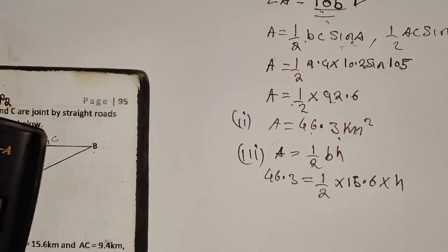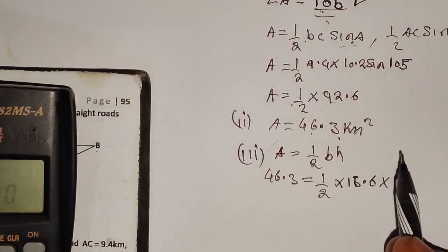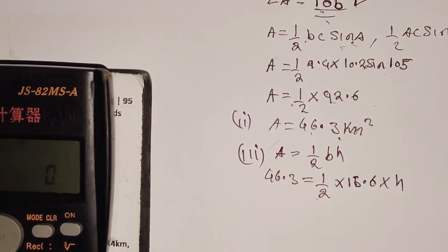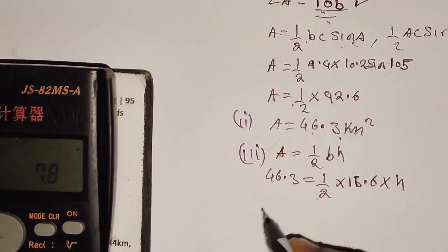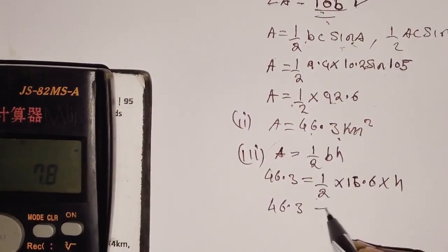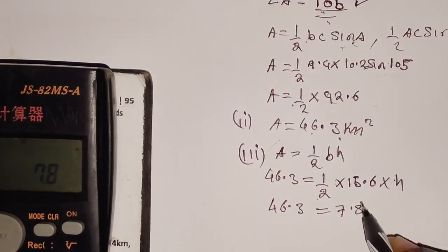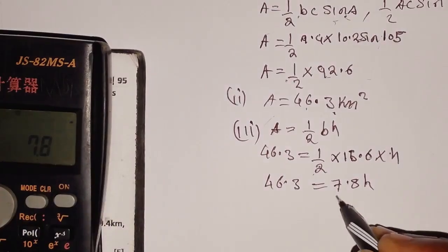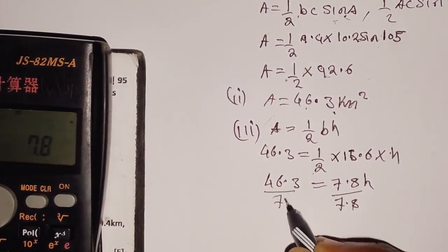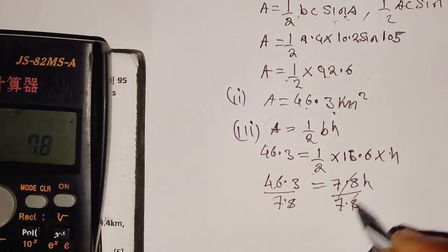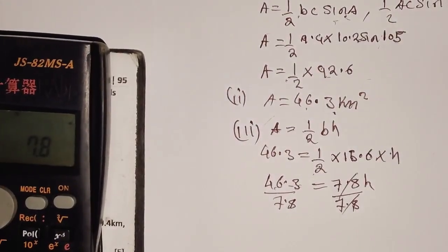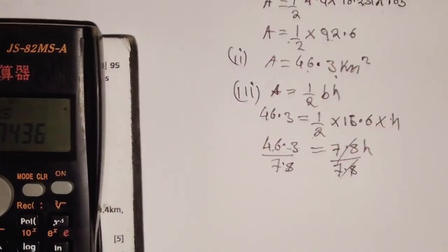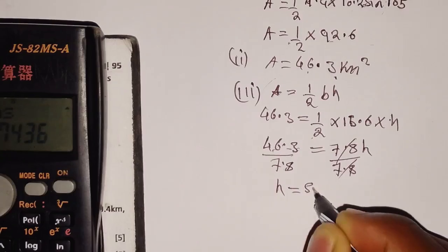Okay, so here to make things easy, we can either multiply this by 2 or divide this by 2. It's up to us. So let's just do 15.6 divided by 2. This will give us 7.8. So we have 46.3 is equal to 7.8 times our H. Then we just make H the subject of the formula by dividing both sides by 7.8. So 46.3 divided by 7.8 will give us 5.9. So our H, which is the shortest distance, is 5.9 kilometers.